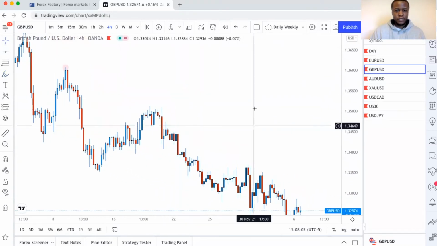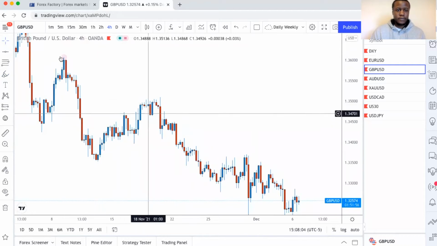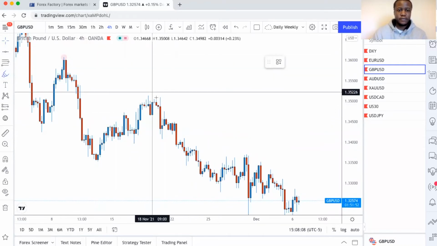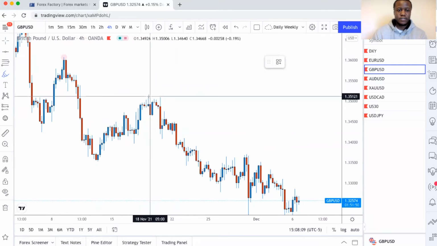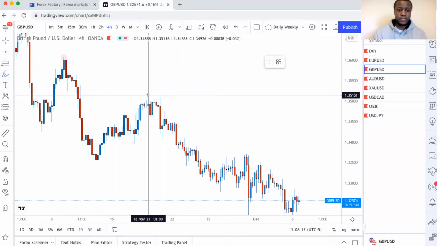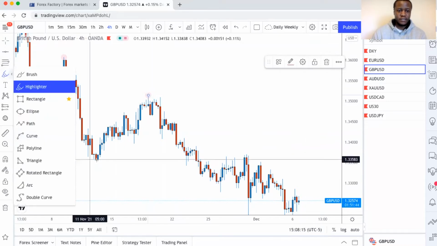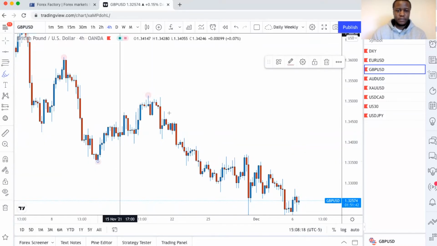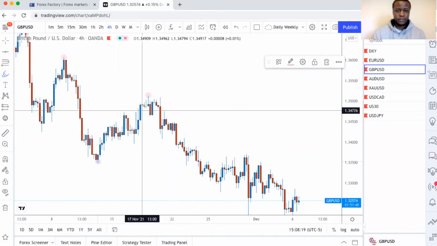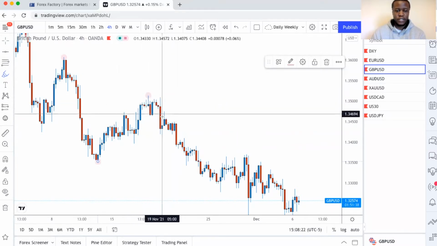Okay, so market's going down. Anticipate the swing high to get in because there's no market structure break just yet. Right there, and this is considered the last low. So market is still going down. Still going down.